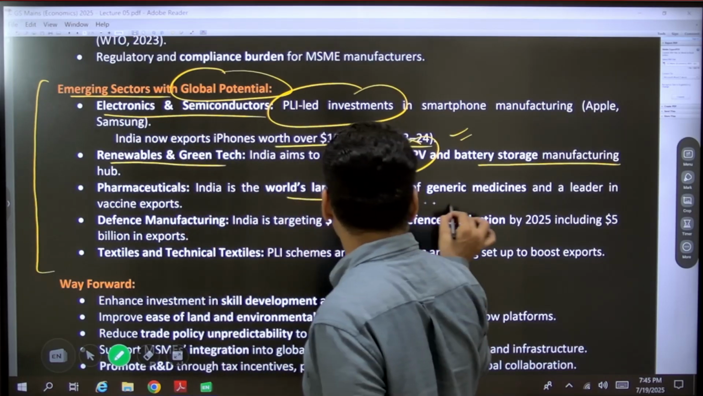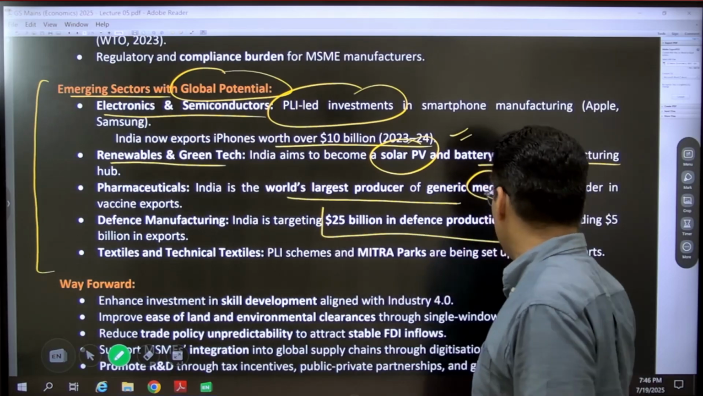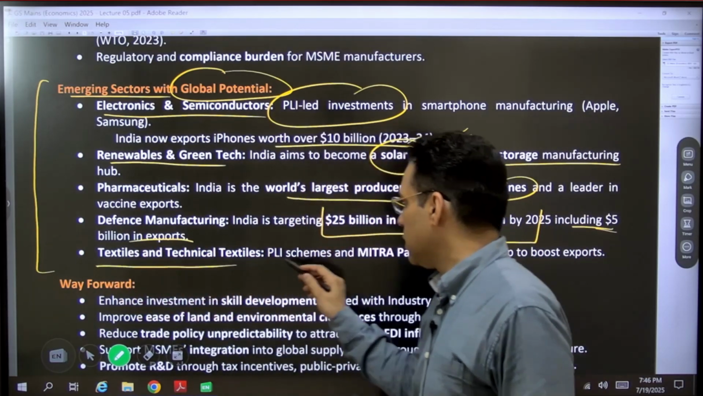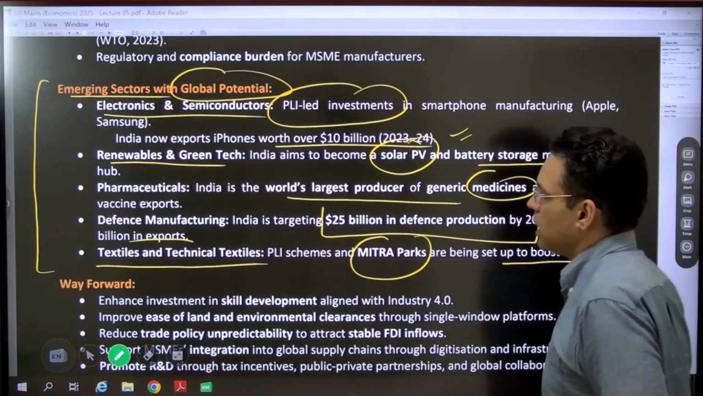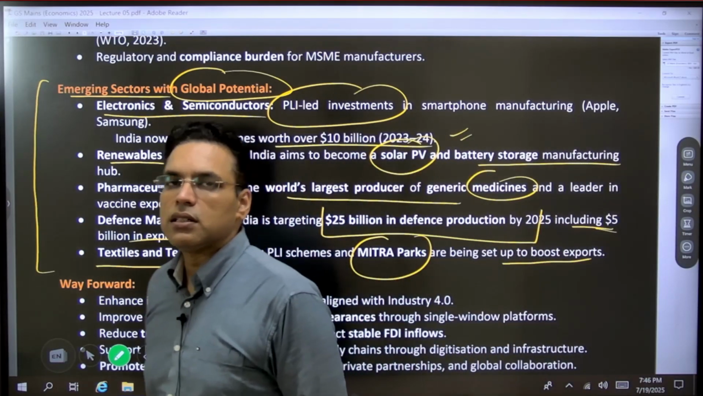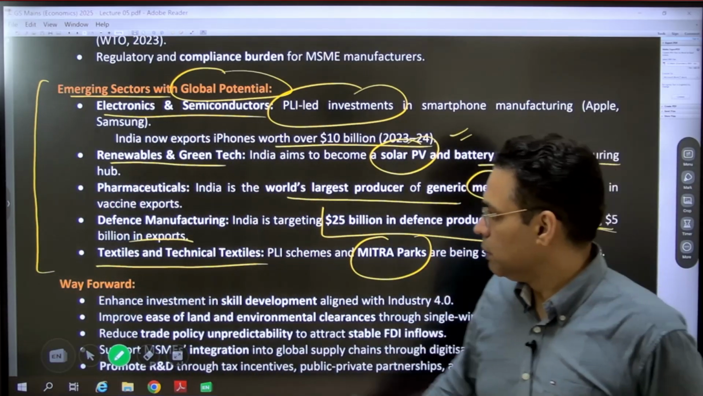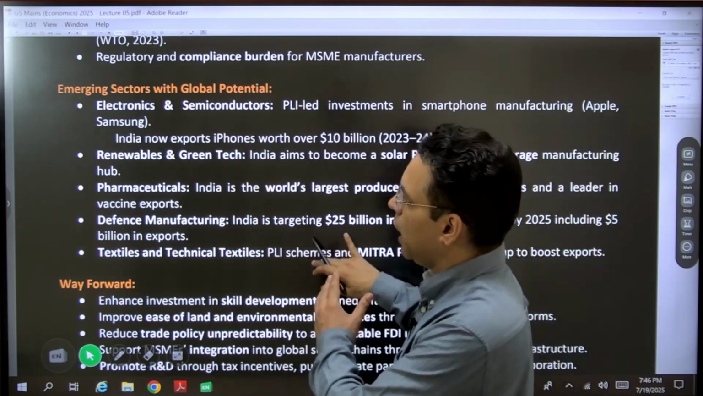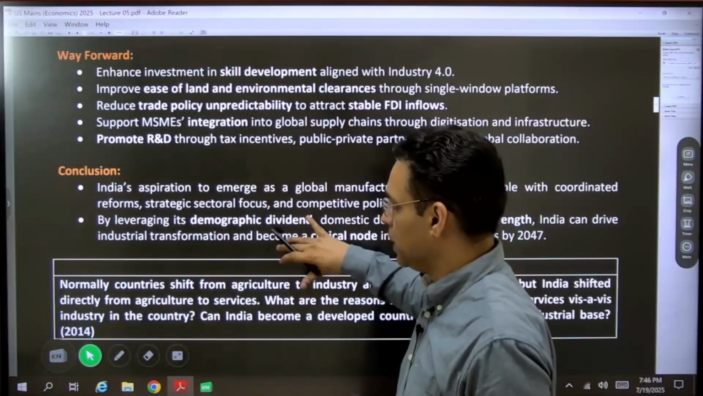Pharmaceutical, India is the largest producer of generic medicine. Defense manufacturing, India is targeting 25 billion defense production, including 5 billion in exports. Textile and technical textiles, Mitra parks are being promoted to boost exports. तो ये emerging sectors को आपने answers में डालिए, and this will add value to your answer and you will score much better. See, I'm here not to teach you, but to tell you how you can enhance your writing skill and what value addition can be improved here.